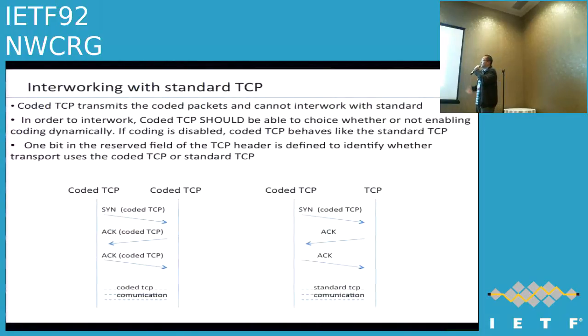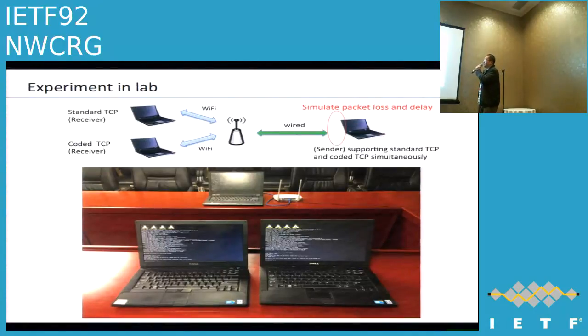This is the mechanism by which the coded TCP will interwork with the standard TCP. We define an additional flag to indicate whether the host supports coded TCP, and on condition that both sender and receiver support coded TCP, we communicate with coding. Otherwise, we fall back to standard TCP in order to enable incremental deployment. Next, please. This is our test environment.